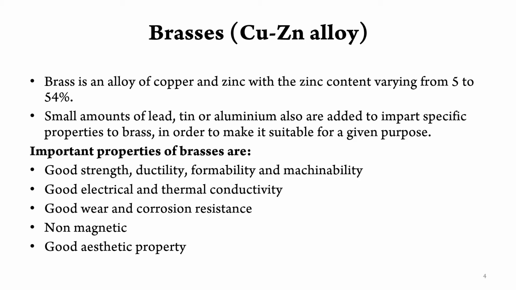Also, a small amount of lead, tin or aluminum is added to impart specific properties to brass in order to make it suitable for a given purpose. The important properties of brasses are: good strength, ductility, formability, and machinability. It has good electrical and thermal conductivity, and good wear and corrosion resistance. It is non-magnetic, and it has good aesthetic properties.